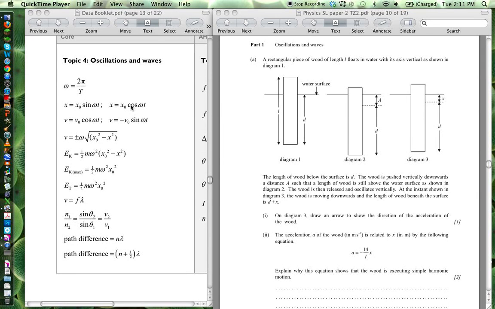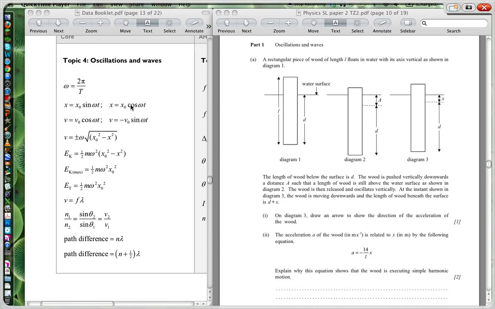So here we have part 1 of B2 of this paper, and it's under oscillations of waves. Here I have my formula booklet with that section. A rectangular piece of wood of length L floats in water with its axis vertical, as shown in diagram 1.